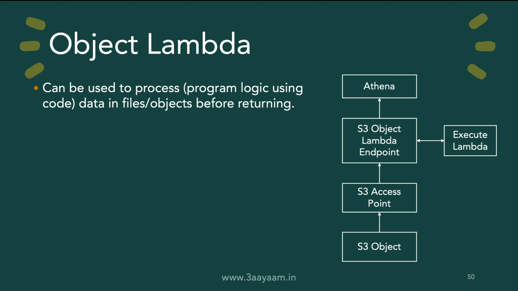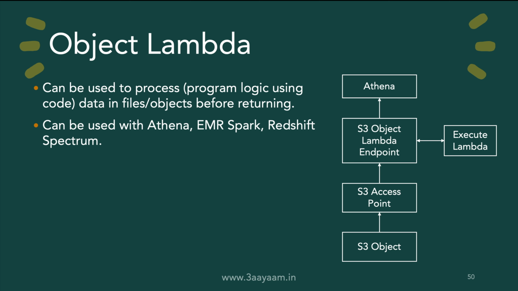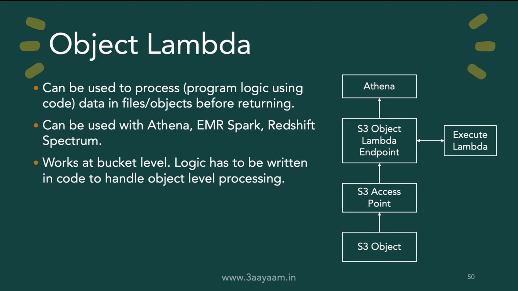Of course, we'll have to provide the execution logic using some code, in our case maybe Python. Let's say there's some PII data and we want to mask that data. So in that case, Lambda would execute and it would mask the records one by one before sending it to Athena. So it can be used with Athena, it can be used with EMR Spark, Redshift Spectrum, etc.